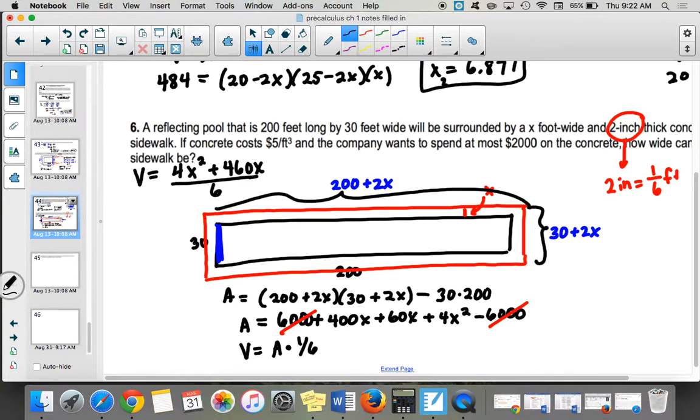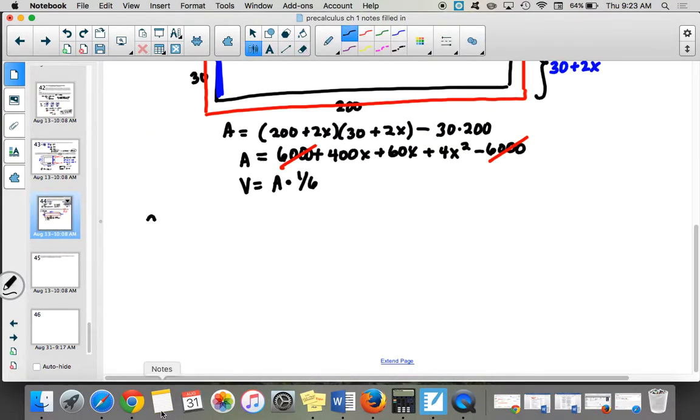So you with me so far? We want this to be at most 2,000. So set your volume equal to, oh wait, not 2,000. That's not the volume. That's the price that we're spending, right? Okay, we got more. So that's our volume. Those units are in cubic feet. What do I do to get the cost? Yeah, it's going to be times that 5, or $5 per cubic foot.